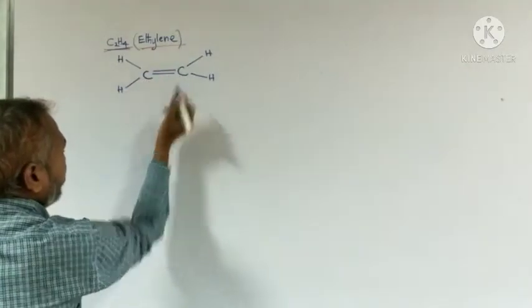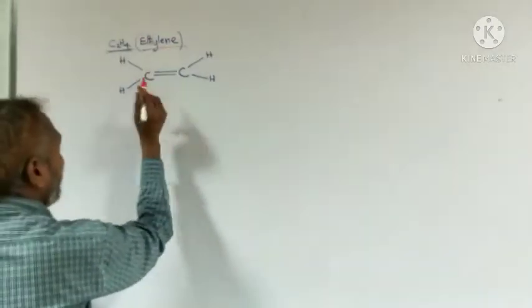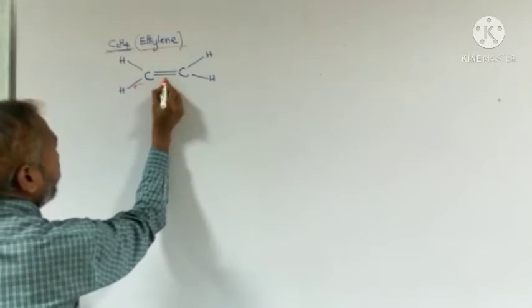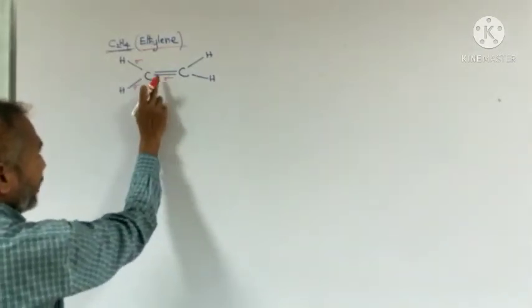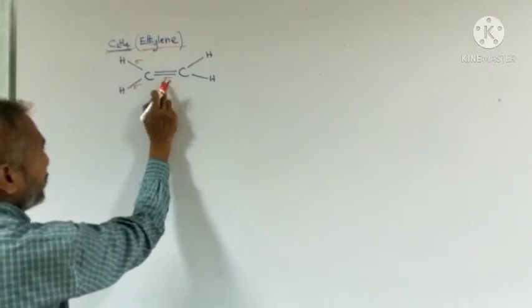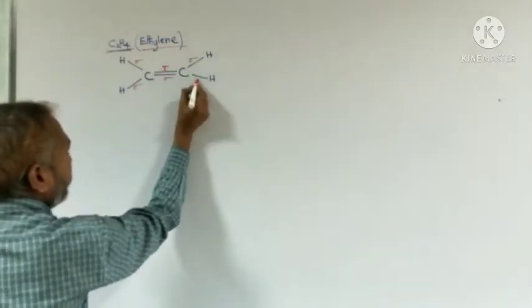Next, another bond. This carbon contains one sigma bond, one sigma bond, one sigma bond. If any atoms contain multiple bonds, one is a sigma bond and the remaining are all pi bonds. So here, one sigma bond, one sigma bond.